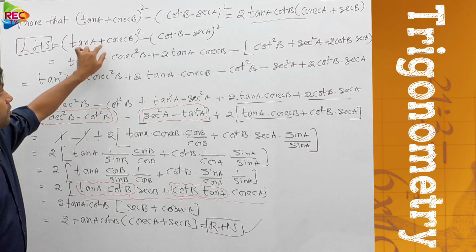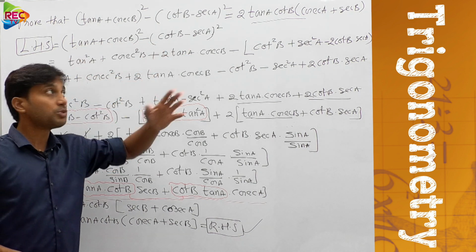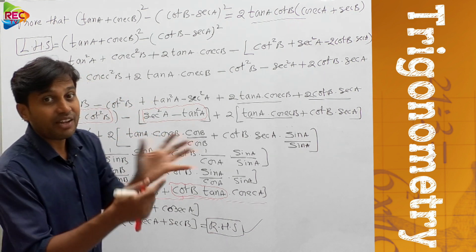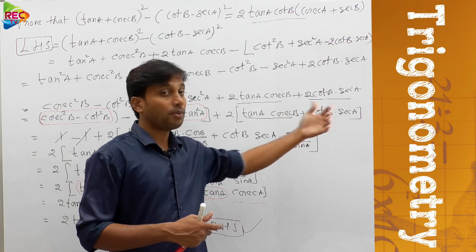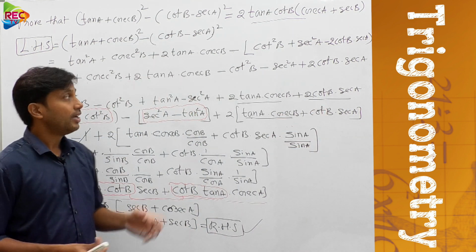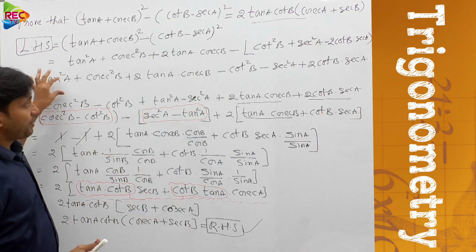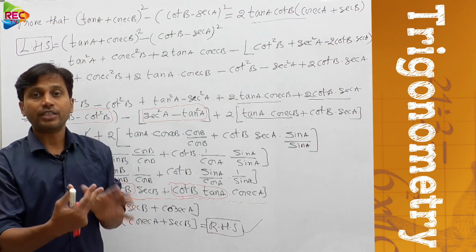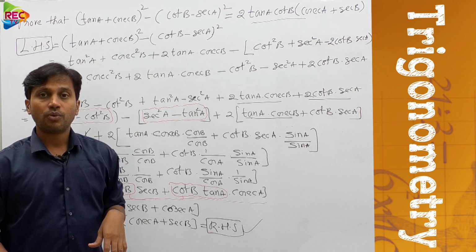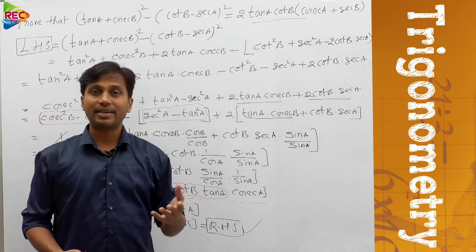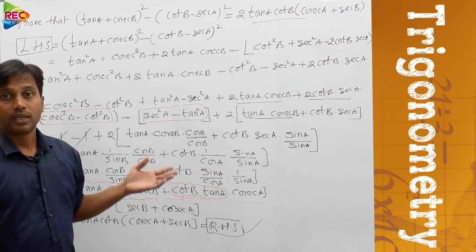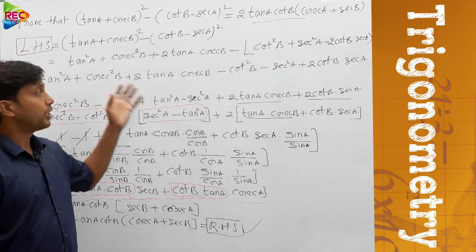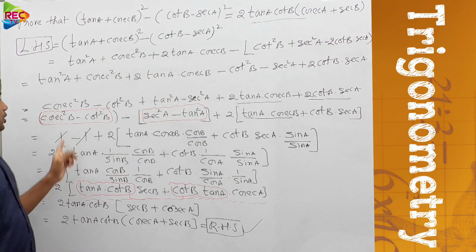First thing, we need to do the expansion using a plus b whole square and a minus b whole square. Then we need to group the relevant terms according to trigonometric identities. Understood? After expanding this into a lengthy expression, we grouped the terms according to the trigonometric identities. What are those identities? Cosecant square A minus cot square A equal to 1. Similarly, secant square theta minus tan square theta equal to 1. Depending on those identities, we grouped the terms and we made it into ones.